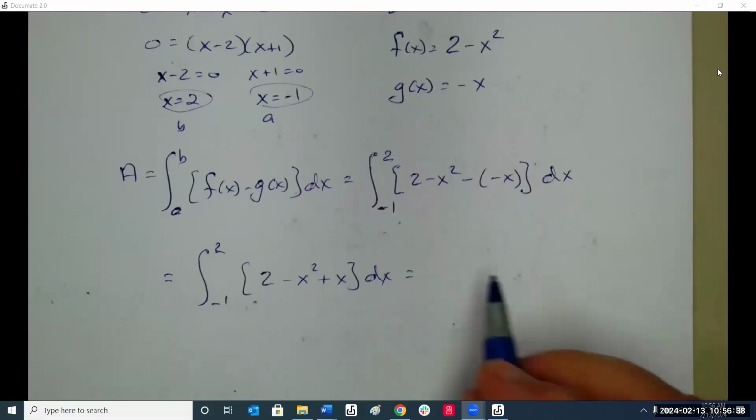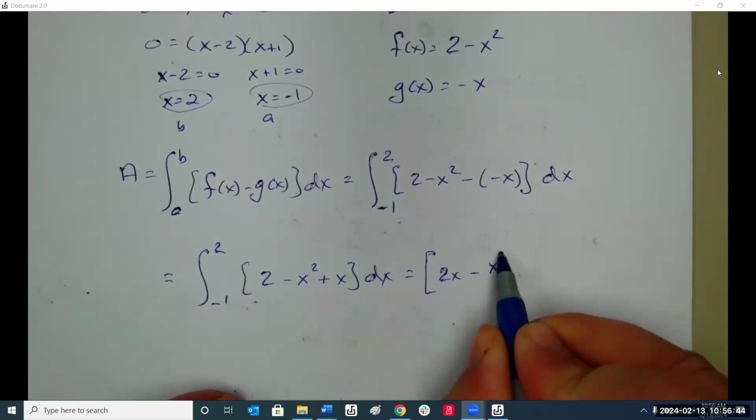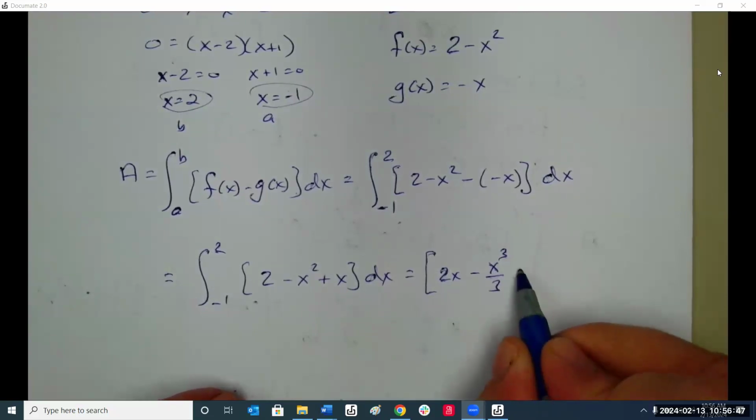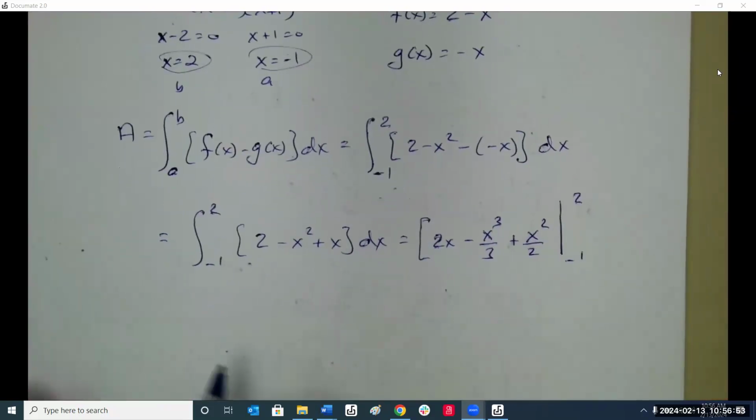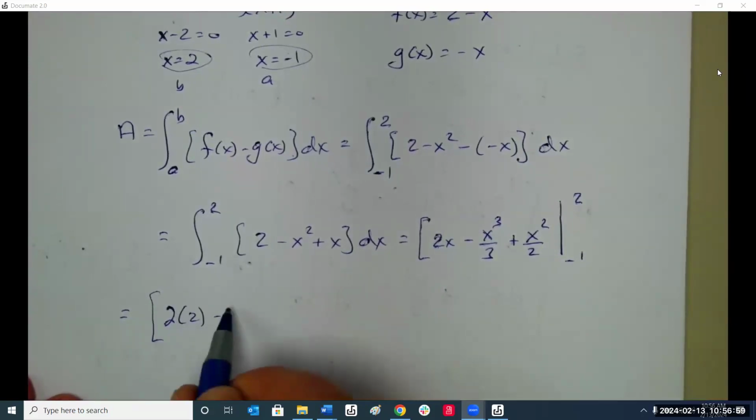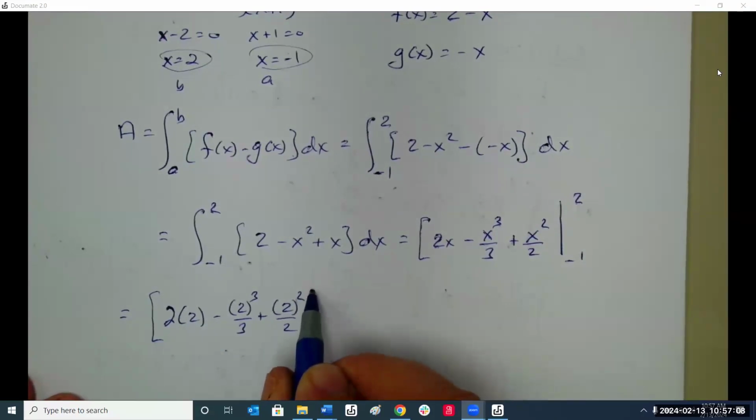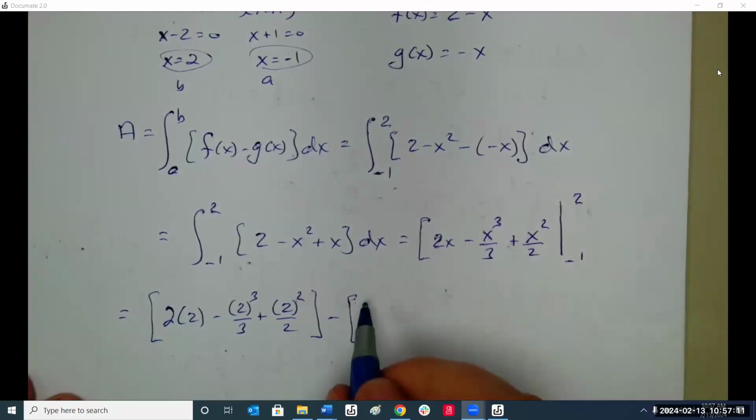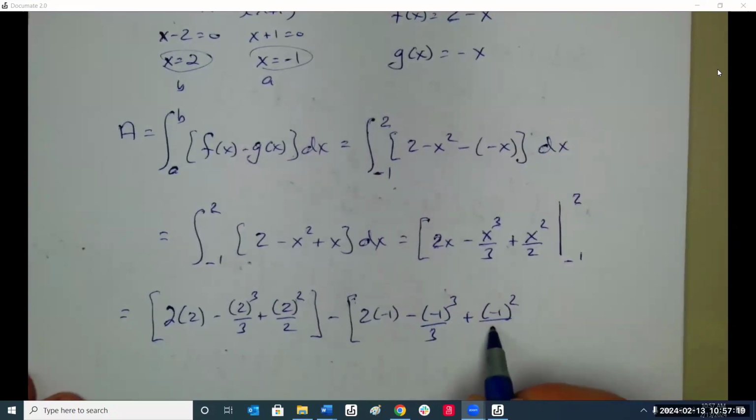Okay, so now we have 2x minus x cubed over 3 plus x squared over 2 from negative 1 to 2. 2 times 2 minus 2 cubed over 3 plus 2 squared over 2, minus the bottom one: 2 times negative 1 minus negative 1 cubed over 3 plus negative 1 squared over 2.